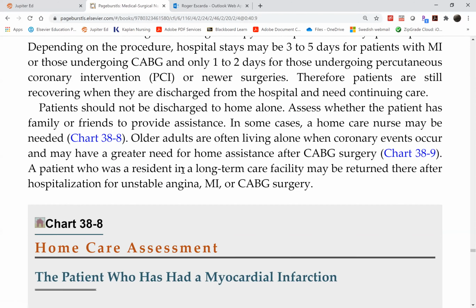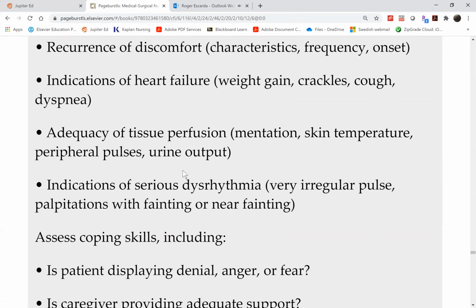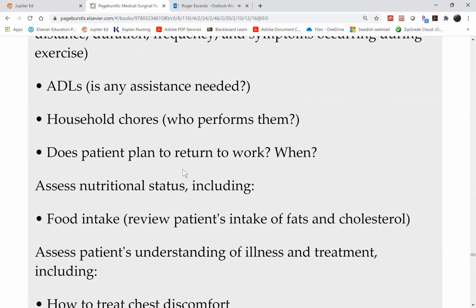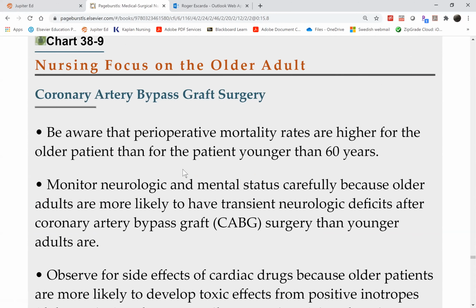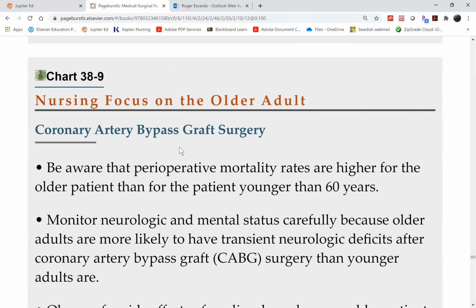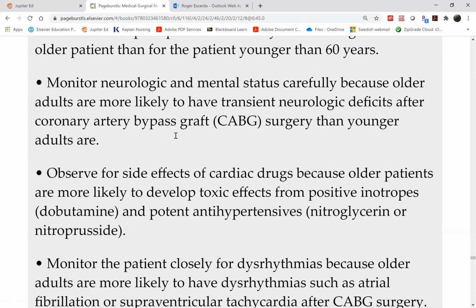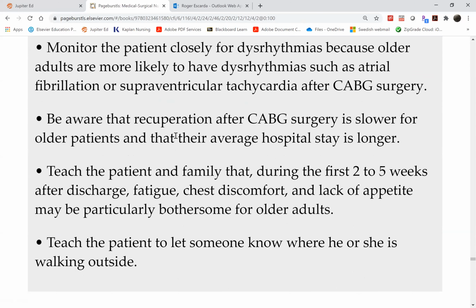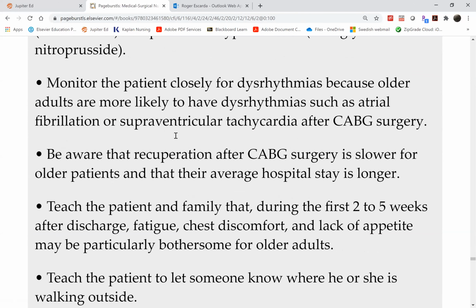Okay. All right, we're almost done. We're about to discharge this patient now. So one of your teachings is chart 38-9, because most of our patients having bypass surgery are elderly.